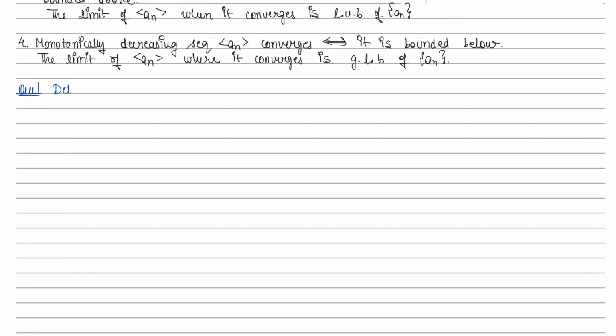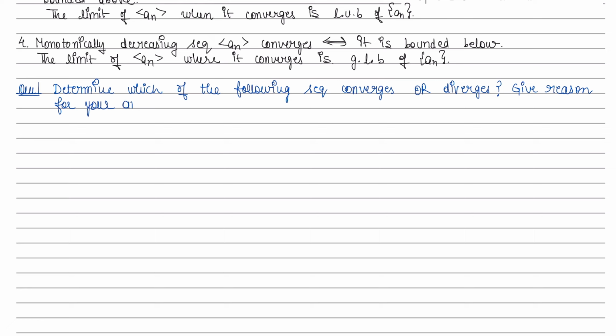In this question, we have to determine which of the following sequences converges or diverges. Give reason for your answer, and find the limit of each convergent sequence. The first part is an is equal to 1 minus 1 by n.